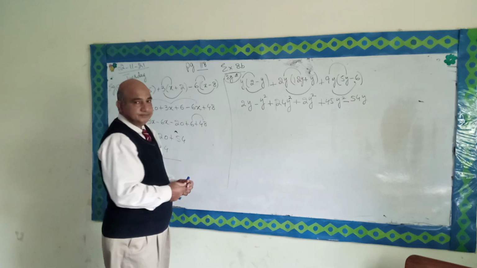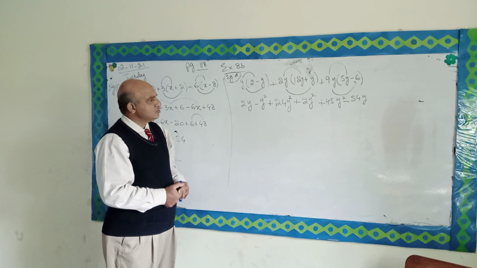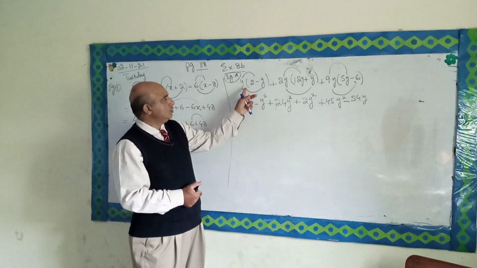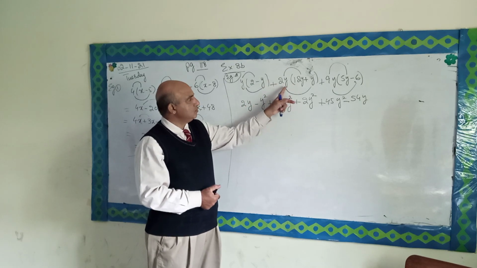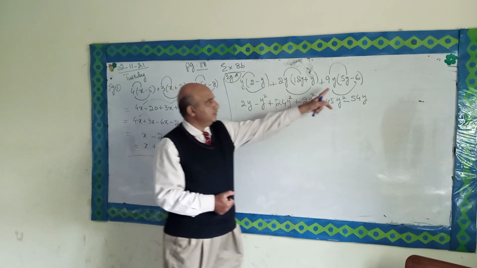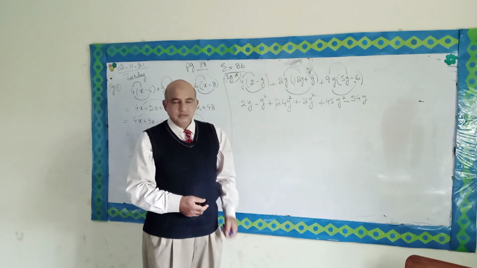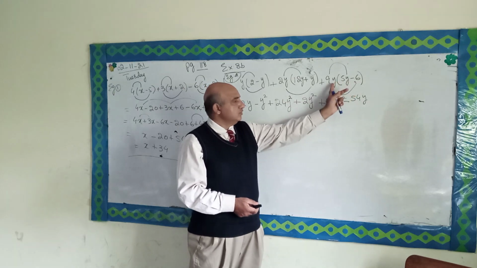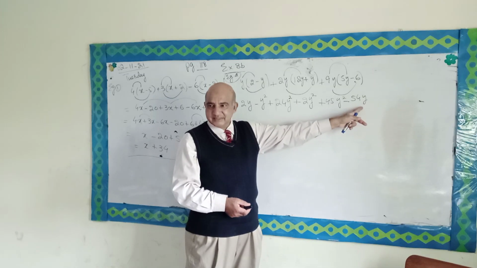Okay. Sir, the next one. Why did we have two on both of them? Because y into y, y power 2. Right? Sir, okay, sir. When there is no y, we have just multiplied number by number and we have written y as it is.